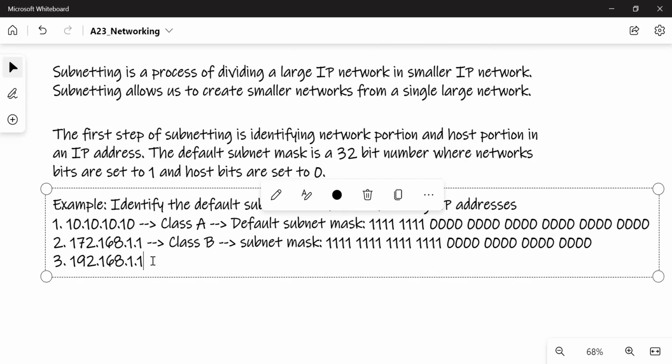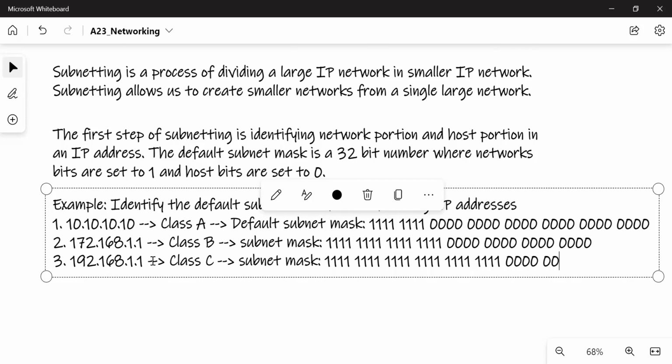So the last one comes as class C. So in class C, we know the subnet mask is, because this time you are allocating 24 bits for the network, right? The default mask is then 24 bits. And the remaining 8 bits, right, for the host.